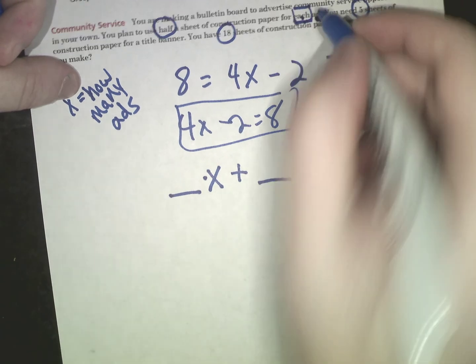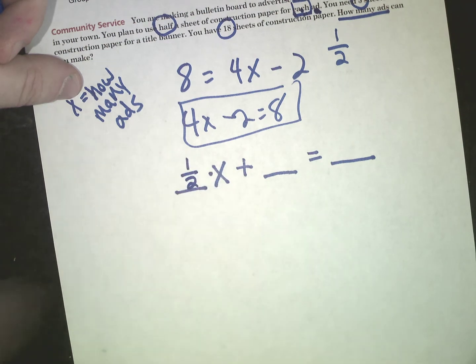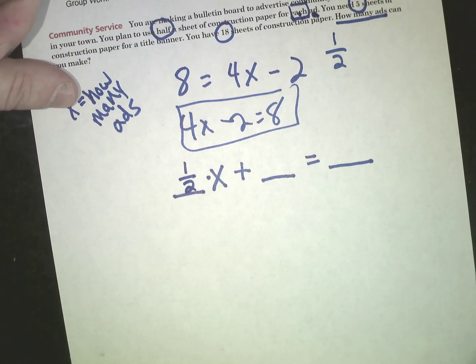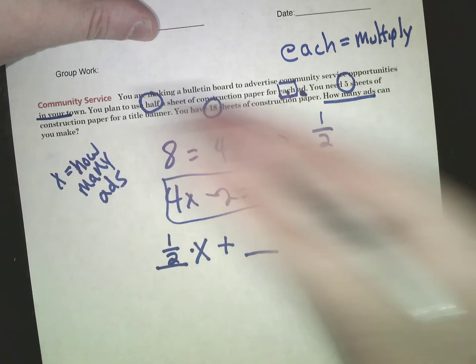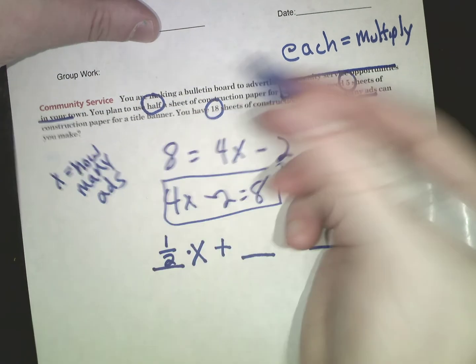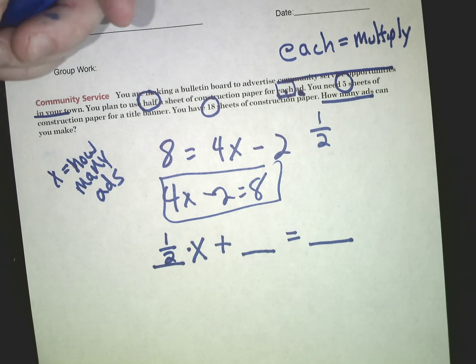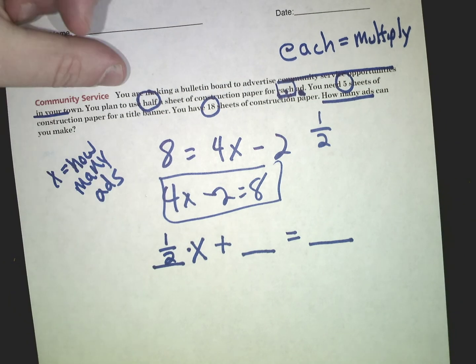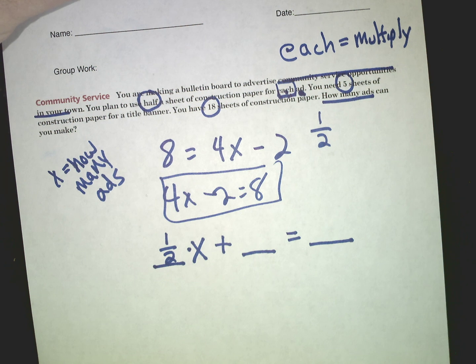Multiply x. So where do you think the half is going to go? Well, that makes sense. We go right here. Now, that means we got 2 spots to go. And we're going to eliminate some extra information. Community services, does this really matter? You're making a bulletin board to advertise, so ads are important. Construction paper is important because it's one of the variables. Title banner. And you have 18 sheets of construction paper. Okay. How many ads can you make?